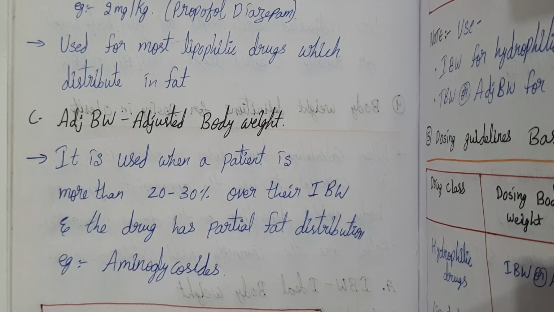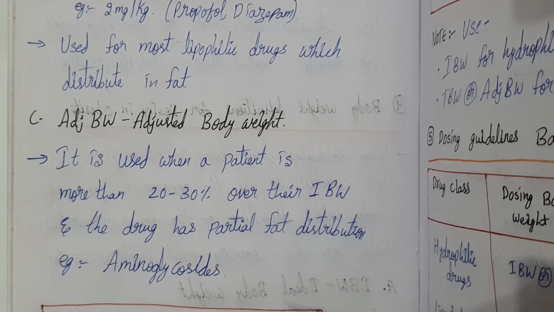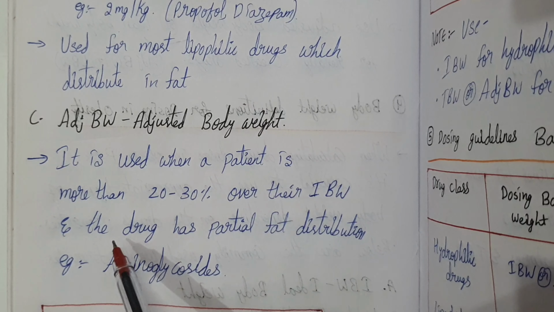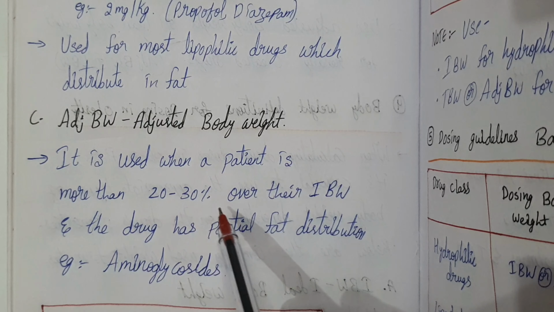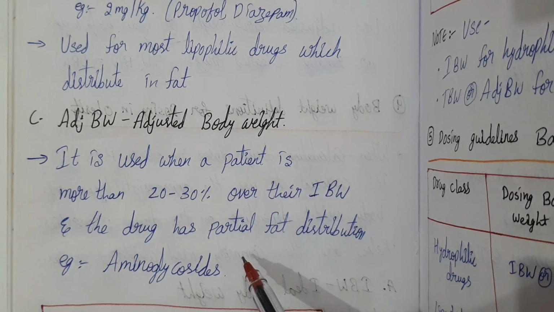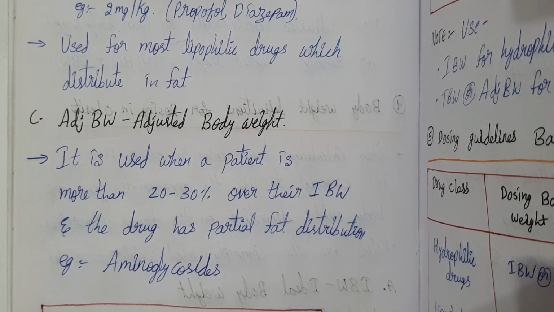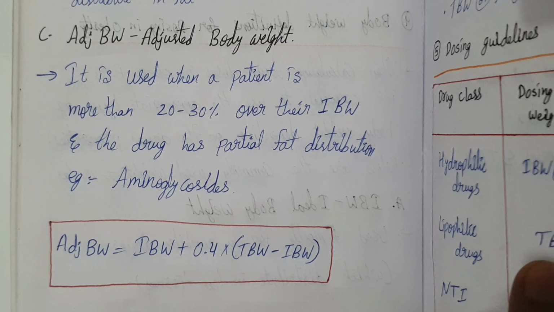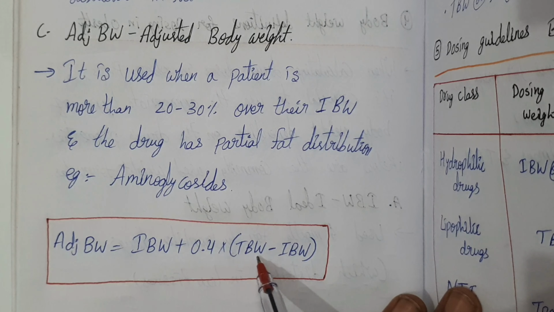Next we have adjusted body weight. It is used when the patient is more than 20 to 30% over their IBW, and the drug has partial fat distribution, like aminoglycosides. Its formula is IBW plus 0.4 multiplied by TBW minus IBW.